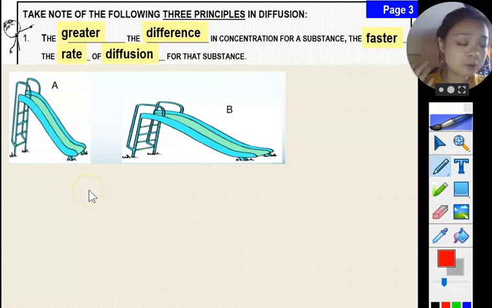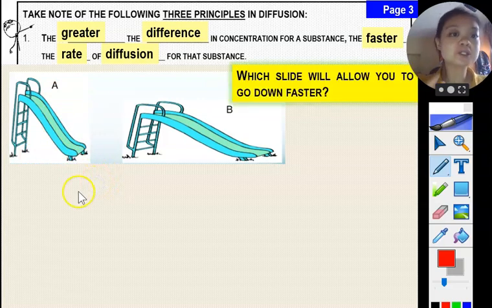If the difference is very, very great, that means the gap is very, very big, then we say that diffusion will occur at a faster rate. I just want you to look at this example. Let's imagine that you are at a playground and you're looking at 2 slides, slide A and slide B. I want you to answer this question: which slide do you think will allow you to go down faster?